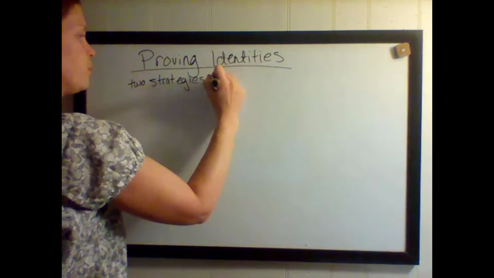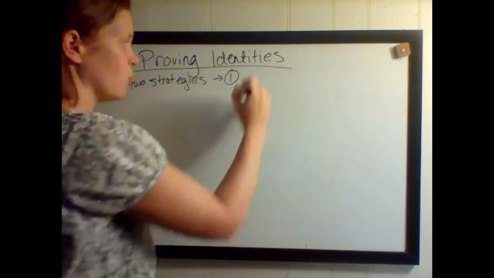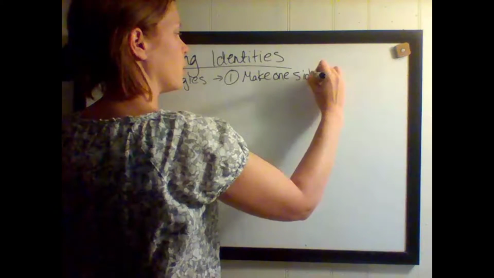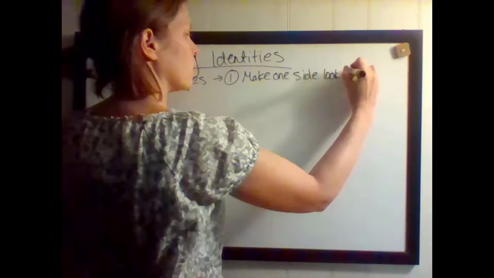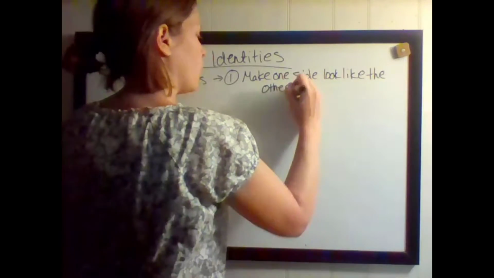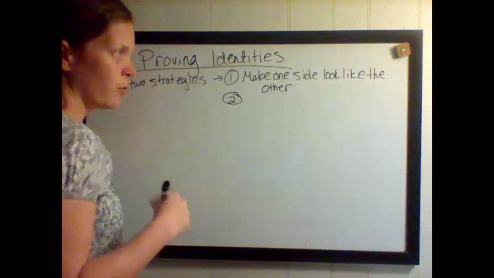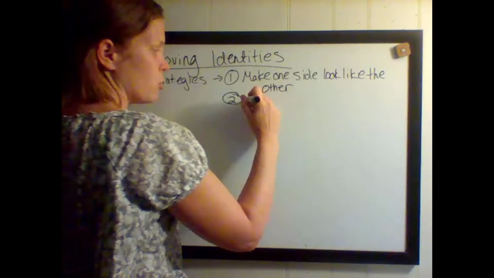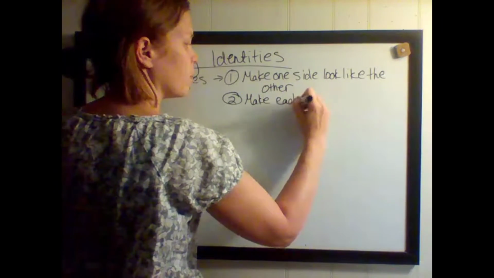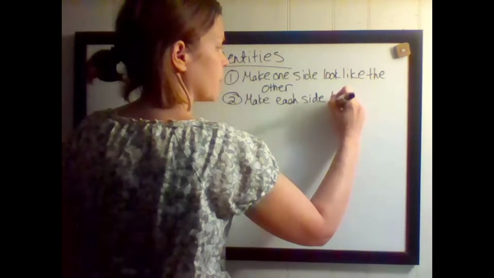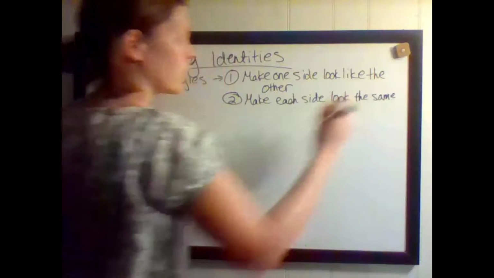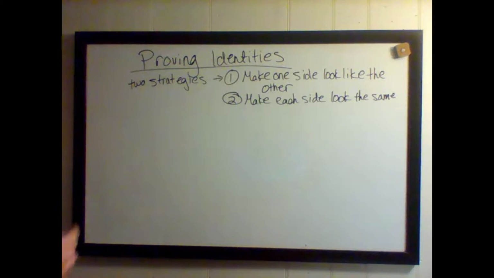The first one is to make one side look like the other. And then if you can't do that, another strategy is to make each side look the same. So work on each side to make them look the same.